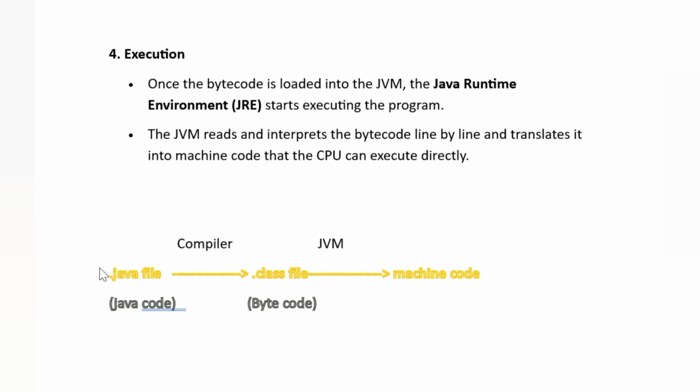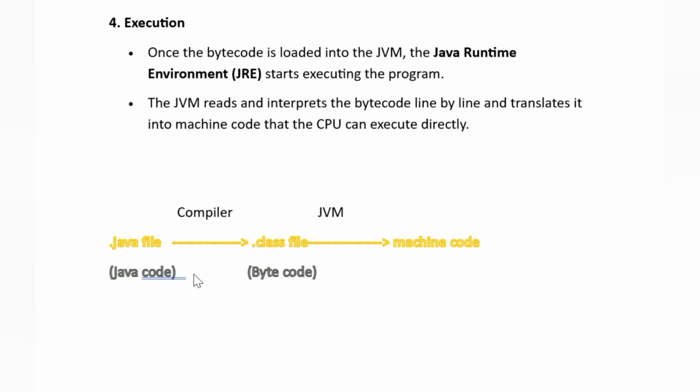Here you can see in this diagrammatic representation. The code that we wrote will be saved in a .java file, that is the Java code, and this .java file will be compiled by the compiler so that it gets converted into the .class file, that is in the form of bytecode. Then the Java Virtual Machine, which acts as an intermediate between the operating system and the Java file, interprets the .class file into the machine code.